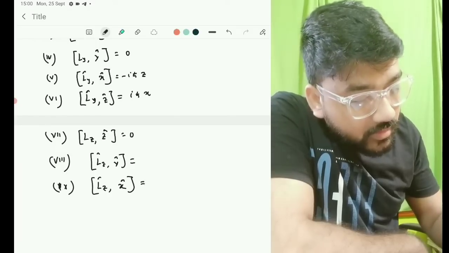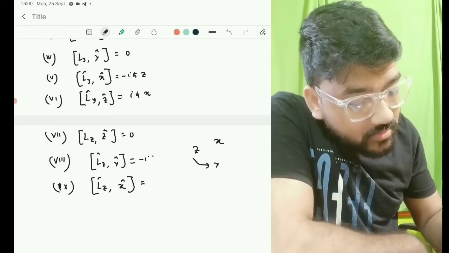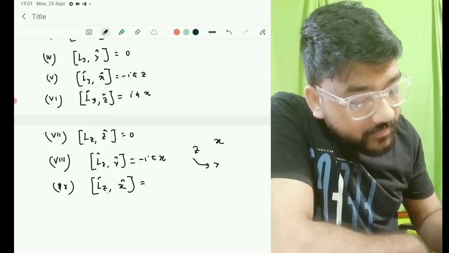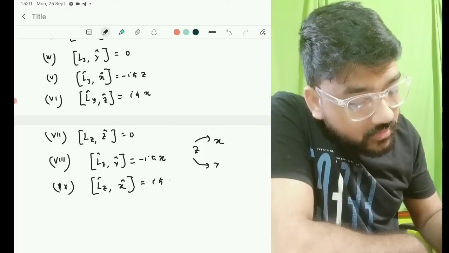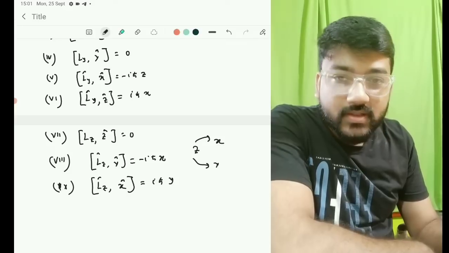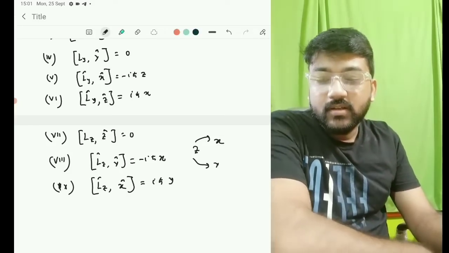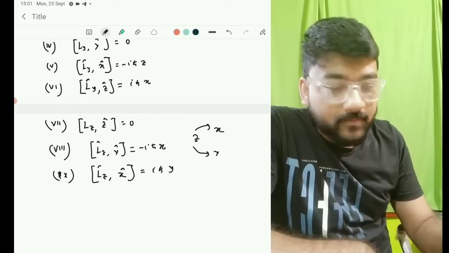Again you can write x, y and z. So z to y means anti-clockwise direction, that will be minus i h cross x. But z to x will be clockwise direction, so that will be i h cross, and zx gives y. So this is how you can remember the result. This is the most important thing, how you can remember the result. So this is the angular momentum and the position operator.